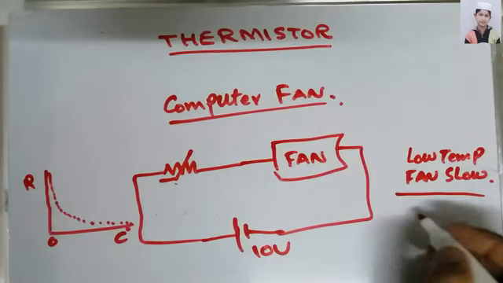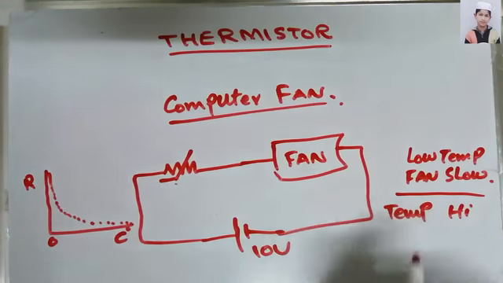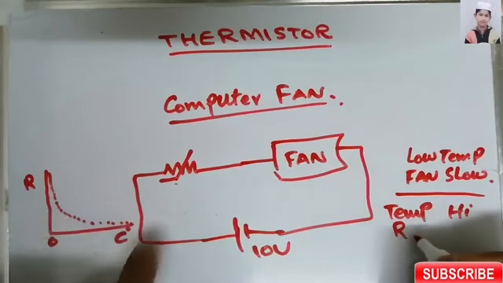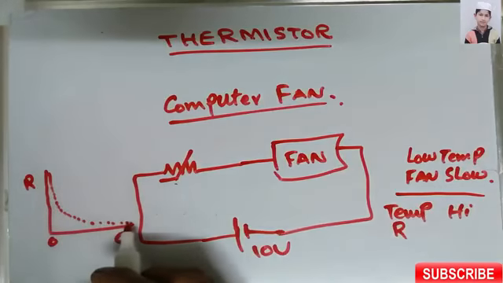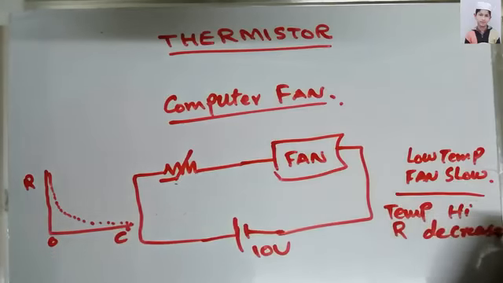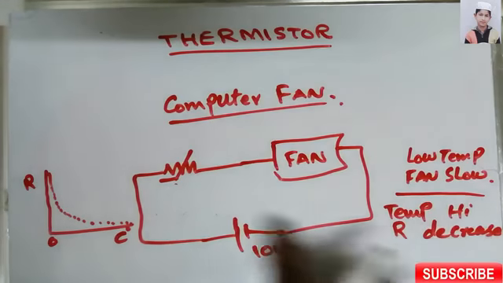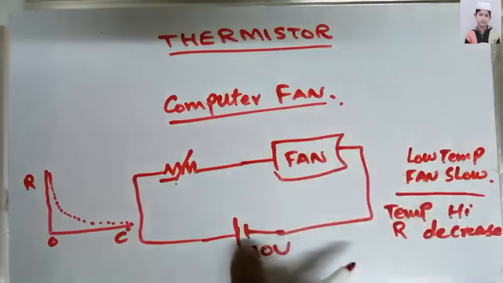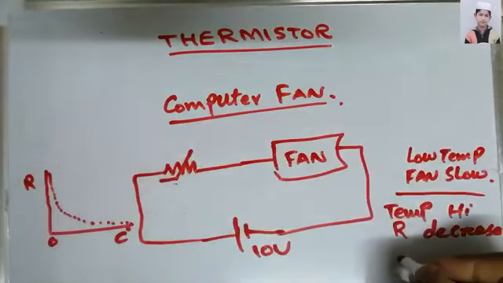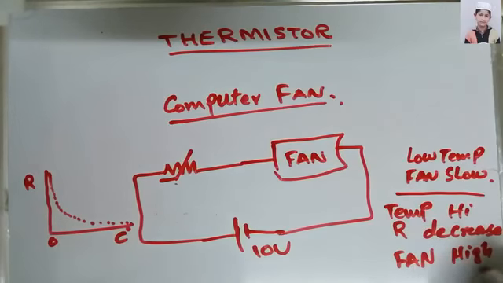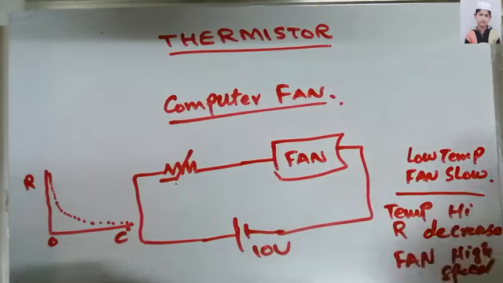Fan speed is slow, temperature high. When the temperature is high, the resistance will decrease. When the resistance decreases like this, what will happen? The voltage drop across the thermistor will be low and the fan speed will be high, because the fan will take more voltage. Before this, there was a voltage drop across the thermistor. Now the fan speed is high. So it is also used as a temperature sensor.